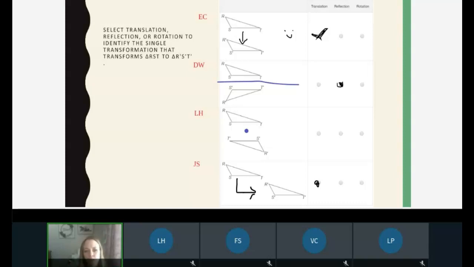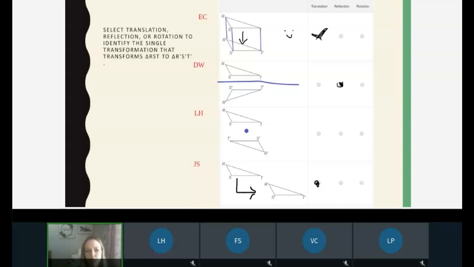One thing I suggest with translations that helps me, these are a little easier to see, but if you connect all the matching points from the pre-image to the image, see how it almost makes like a wedge of cheese or like a 3D shape? Those blue lines that I drew in there are all parallel and they're all the same length. So that's a good hint that it's a translation.